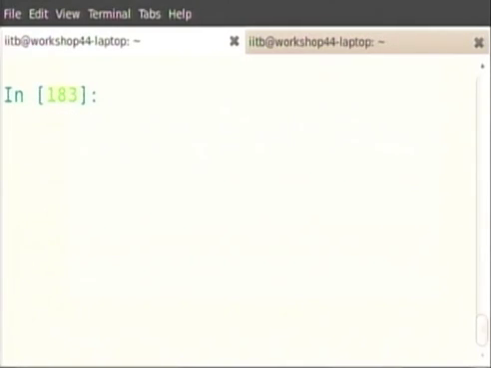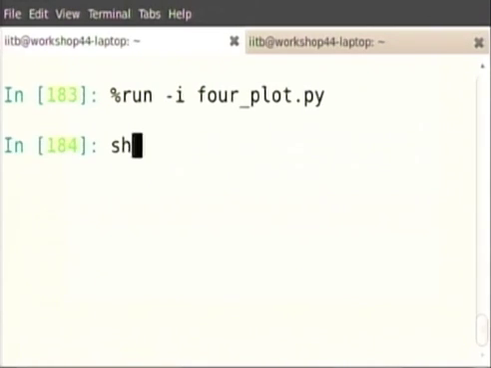Remember what we did yesterday, I wrote a script called forplot.py, it ran and it showed a nice picture.